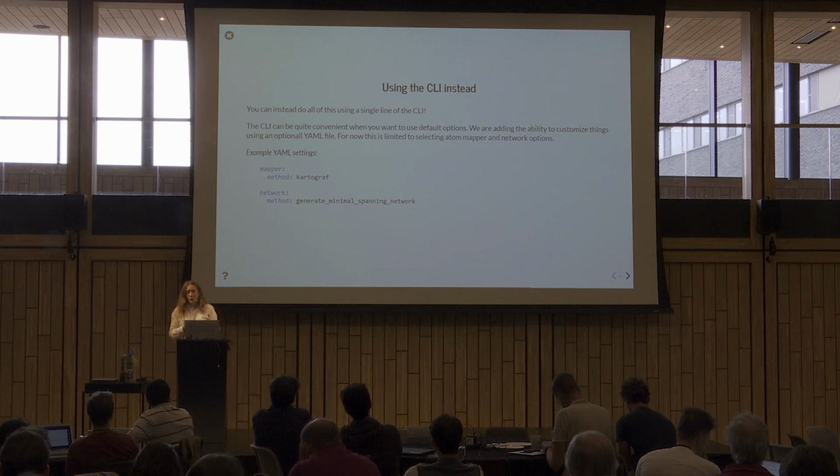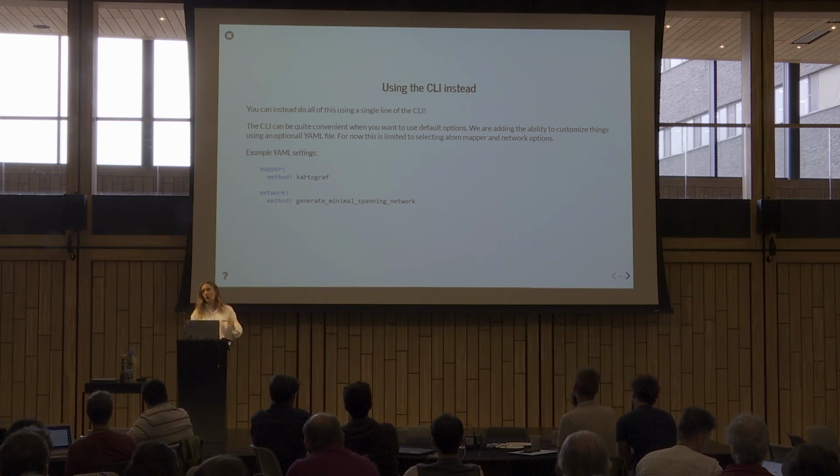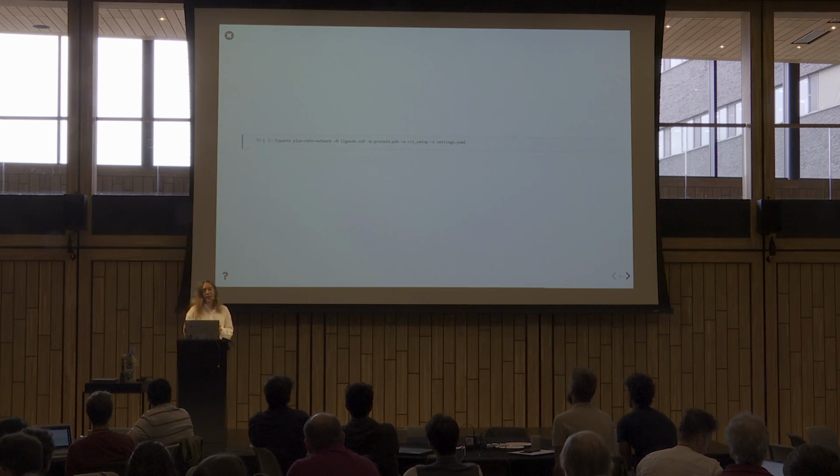In addition to just using our default options, you can also customize your settings in the command line by providing a YAML file, like a settings.yaml, for example. And in this case, we want to define that we use the atom mapper Kartograf to do the exact same thing as in the Python API. And we prepared a minimal spanning network. So this is the network that we will also specify in our YAML file.